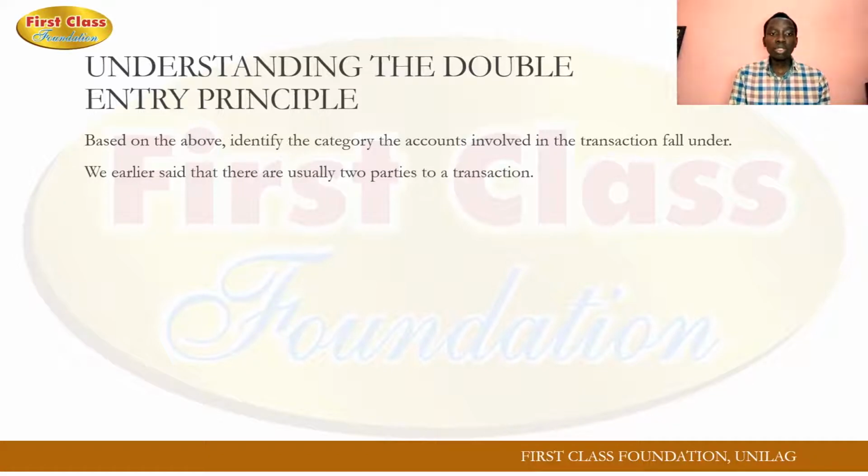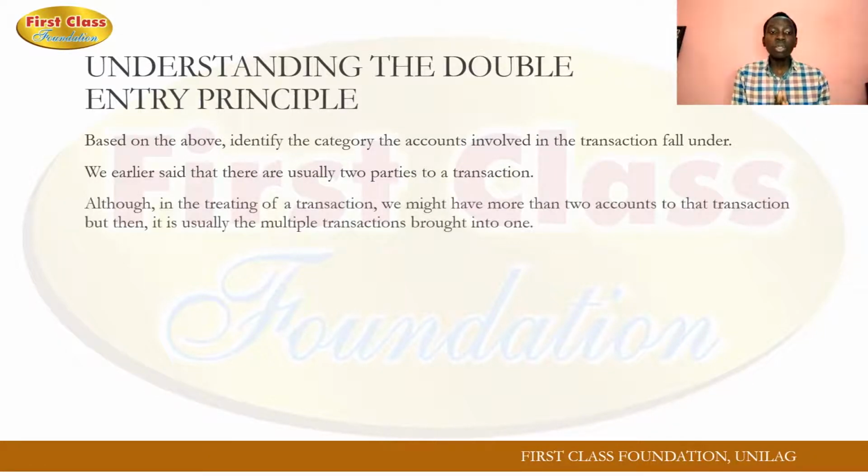So we said that there are usually two parties to every transaction. Although in the treating of a transaction, you might have more than two accounts to that transaction. And the reason for that is because in that one transaction, there are multiple transactions, and we'll get to see that as we take examples. So there are multiple transactions brought into one, which can be fused into one transaction, probably because there is a particular party that is common to both transactions. So that's why we would have more than two accounts involved in that transaction.